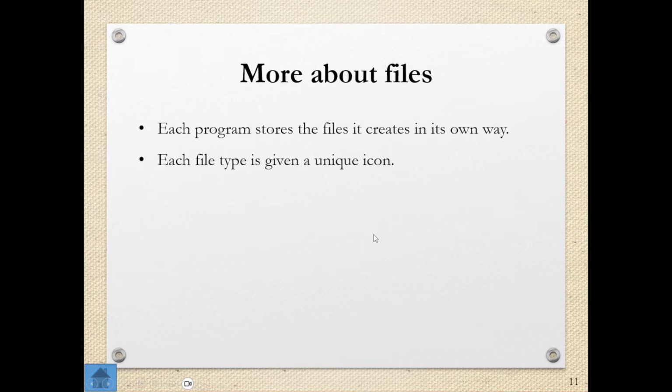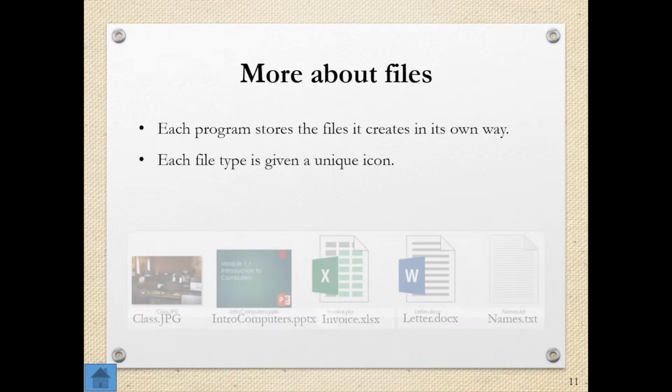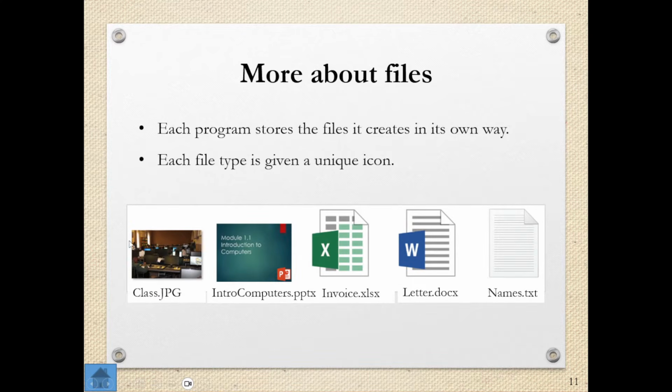Then also remember, each program stores the files it creates in its own way. And each file type is given a unique icon. So here you can see this is a picture. It saved it so that you can see the little picture over there. This is a PowerPoint presentation. This is how it saves that particular file. Excel does it differently. Microsoft Word does it differently. And a normal Notepad text editor saves in this way.